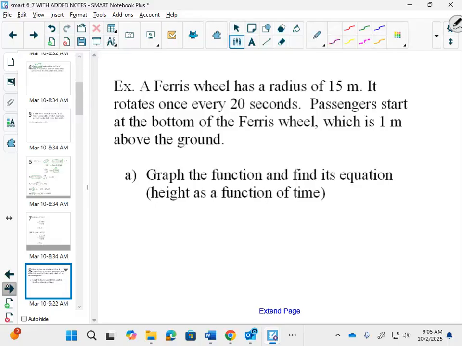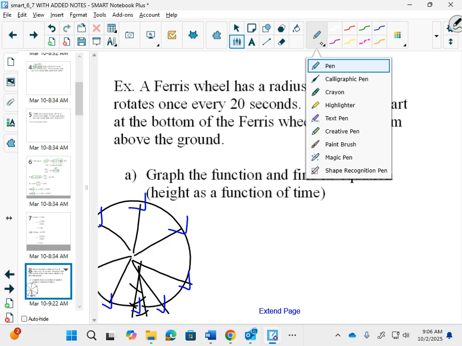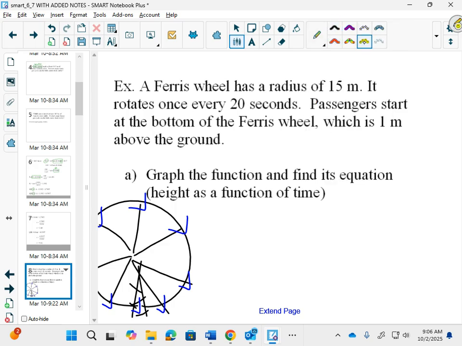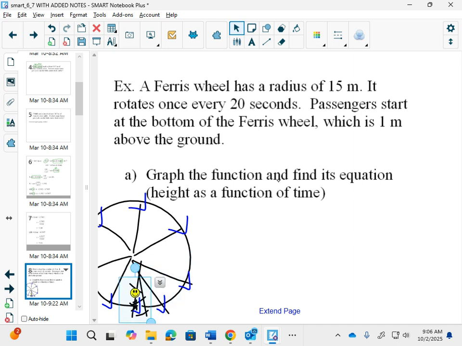What I'm going to do here is I am going to draw a Ferris wheel so you can picture it. Oh, it's got nice fancy blue chairs. Beautiful. There we go. And there's a super happy person who is there we go. There's our super happy person going on our Ferris wheel.